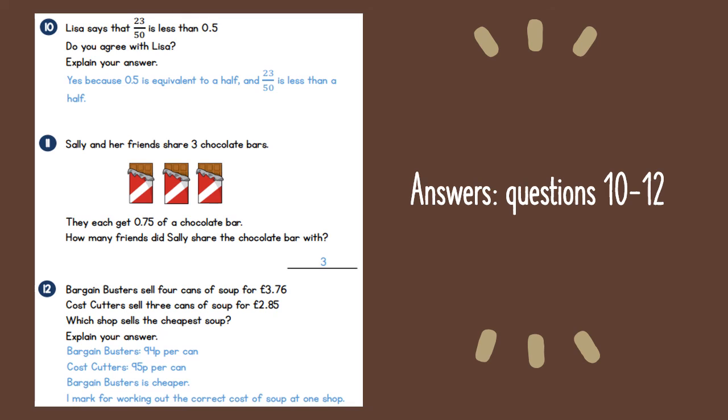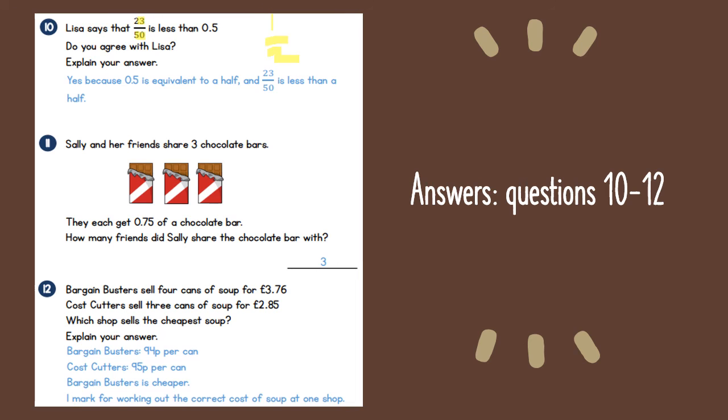So number 10, Lisa says that 23/50 is less than 0.5, and you were asked, do you agree with Lisa, and explain your answer. And yes, it's because 0.5 is equivalent to a half. It'd be 50% as a percentage, and 1/2 as a fraction, like so. And we know that if they were equivalent, the numerator has to be a half of the denominator. So we know that 23/50 is less than 0.5.